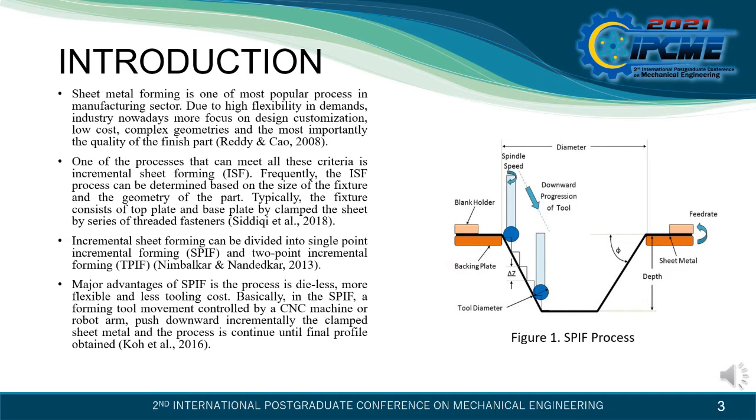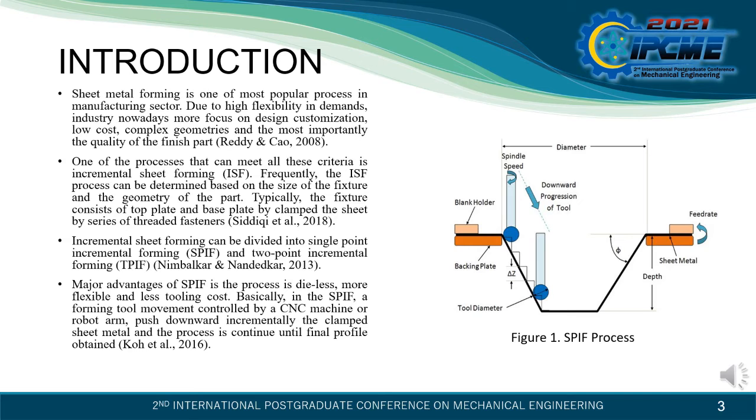Sheet metal forming is one of the most popular processes in the manufacturing industry. Due to the high flexibility in demands, industry nowadays focuses more on design customization, low cost, complex geometry, and the most important thing, the quality of the finished part. One of the processes that can meet all these criteria is incremental sheet forming. Frequently, the ISF process can be determined based on the size of the fixture and the geometry of the part. Typically, the fixture consists of a top plate and a base plate that clamp the sheet by a series of threaded fasteners.